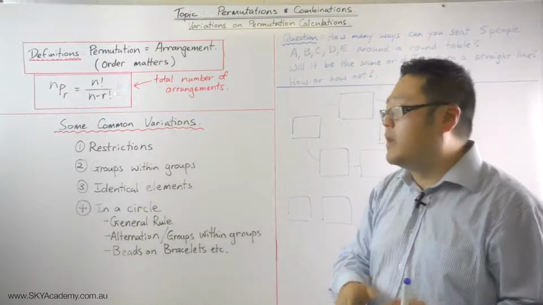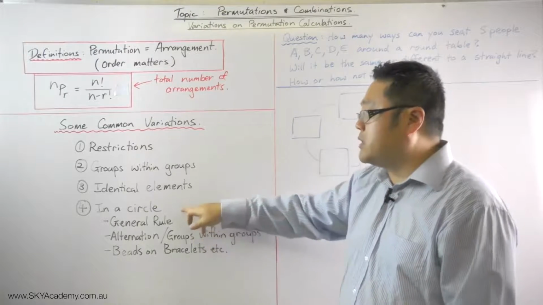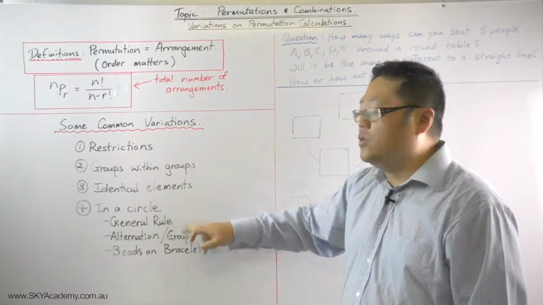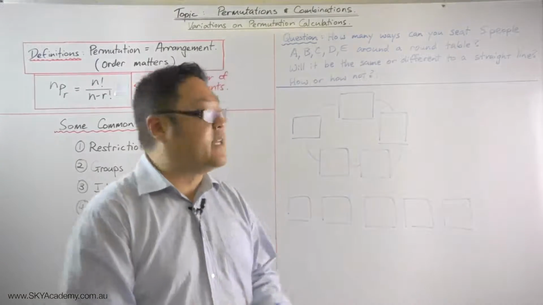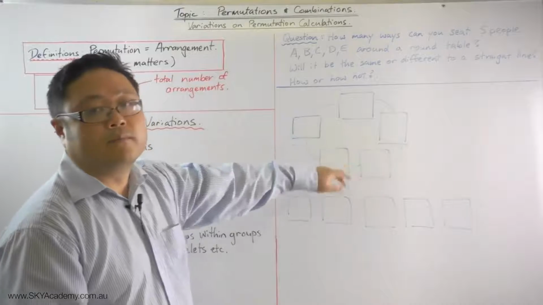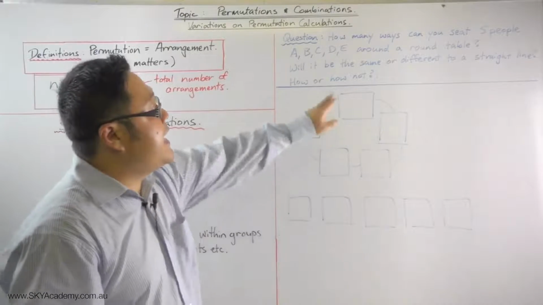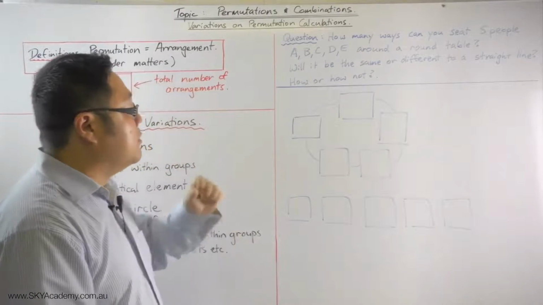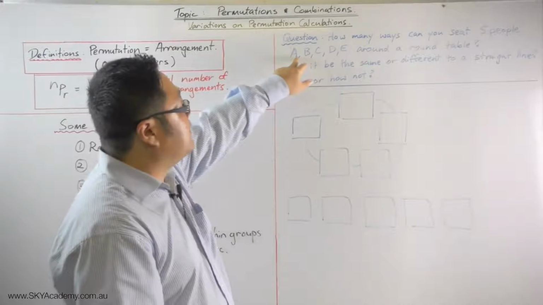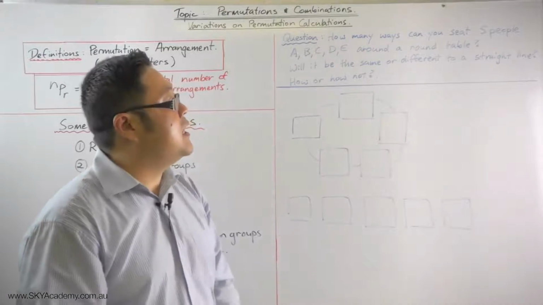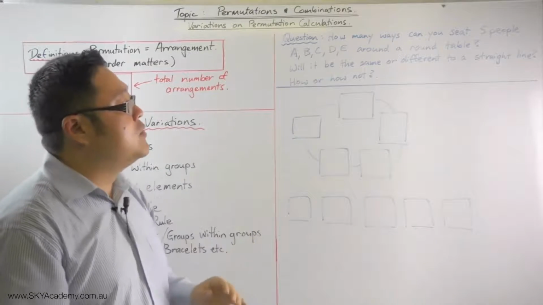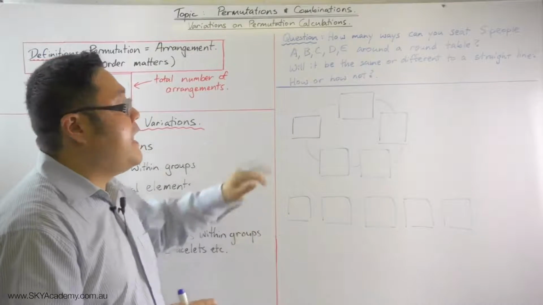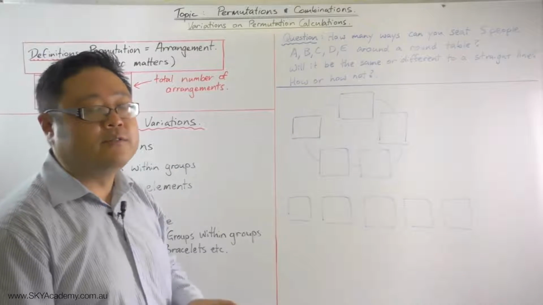Another common one that you'll often come across is in a circle. What do you do when you see an arrangement that needs to take place within a circle? So let's have a look. How many ways can you seat 5 people, let's say A, B, C, D, and E, around a round table? Will it be the same or different to a straight line? How or how not?